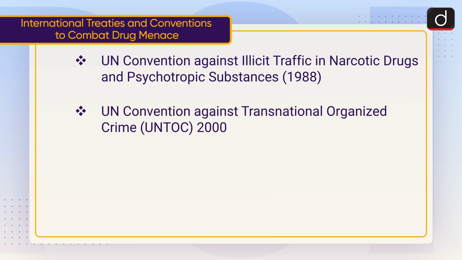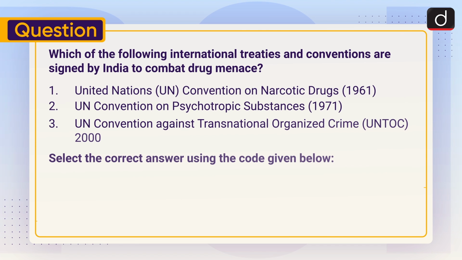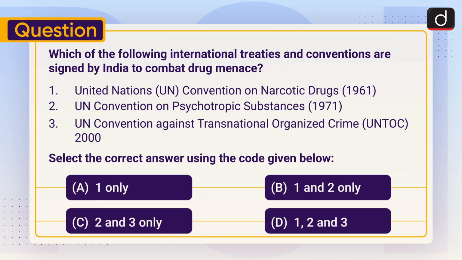Now it's time for the practice question. Which of the following international treaties and conventions are signed by India to combat drug menace? Statement 1. United Nations or UN Convention on Narcotic Drugs 1961. Statement 2. UN Convention on Psychotropic Substances 1971. Statement 3. UN Convention Against Transnational Organized Crime or UNTOC 2000. Select the correct answer using the code given below. Options are A. 1 only, B. 1 and 2 only, C. 2 and 3 only, and D. 1, 2 and 3.